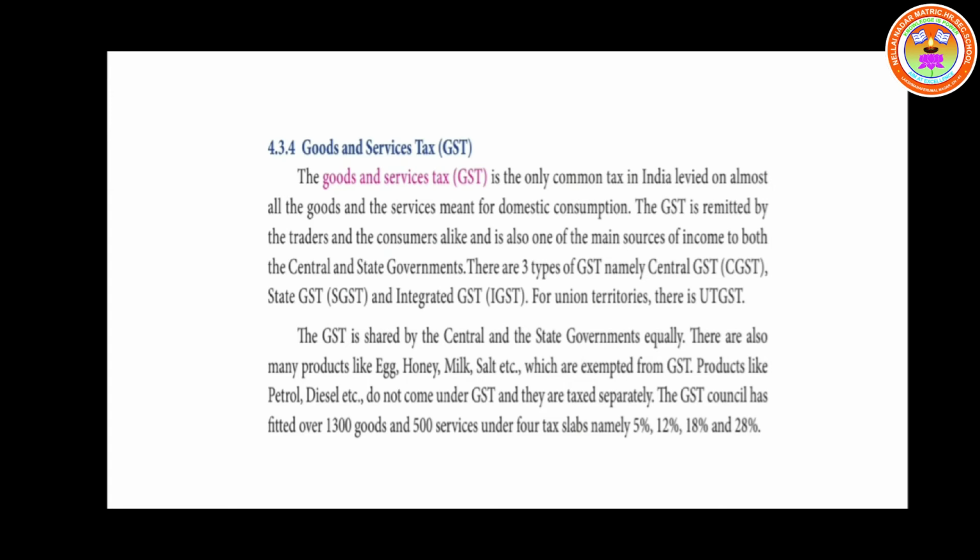There are also many products like egg, honey, milk, salt, etc., which are exempted from GST. So these are some products exempt from GST. Products like petrol, diesel, etc., do not come under GST and they are taxed separately. The GST Council has fitted over 1,300 goods and 500 services under four tax slabs, namely 5%, 12%, 18% and 28%. So they have put a slab for each item: 5% tax, 12% GST, 18%, and 28%. So that is goods and service tax.